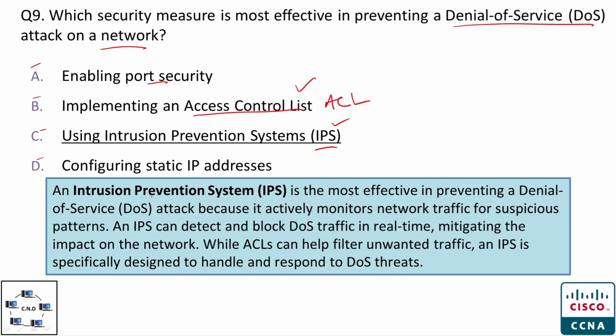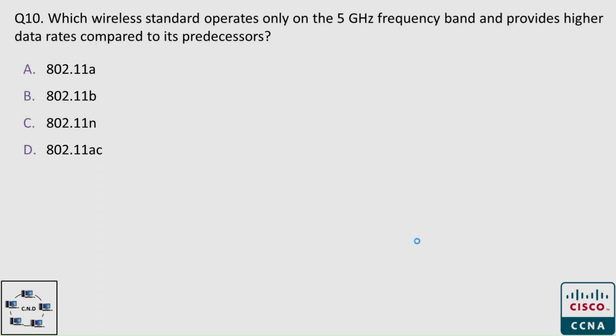And the explanation is, an IPS or intrusion prevention system is the most effective in preventing a denial of service attack because it actively monitors network traffic for suspicious patterns. An IPS can detect and block denial of service traffic in real time, mitigating the impact on the network. While ACLs can help filter unwanted traffic, an IPS is specifically designed to handle and respond to denial of service threats.